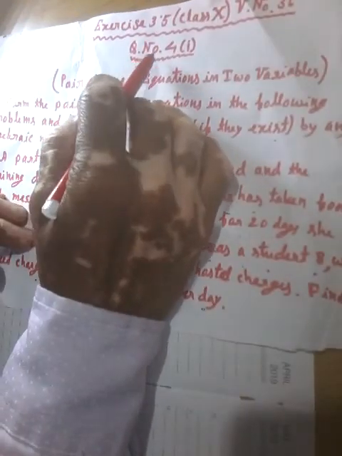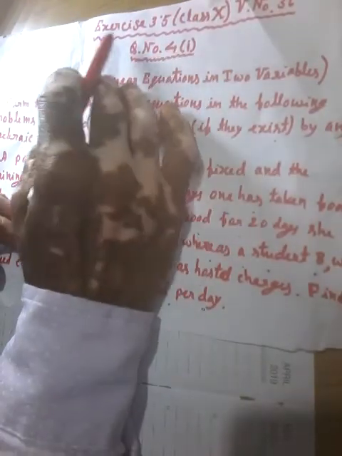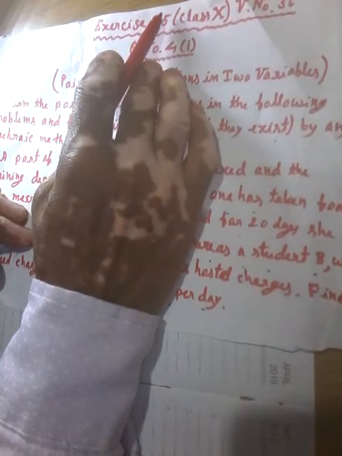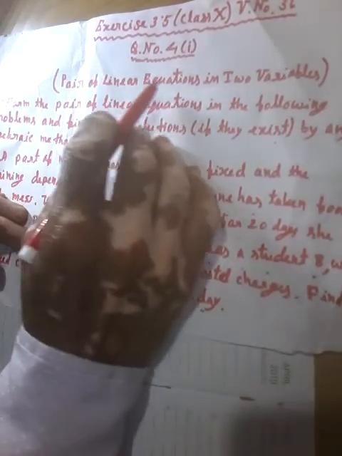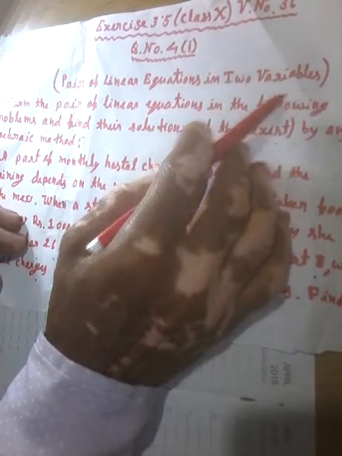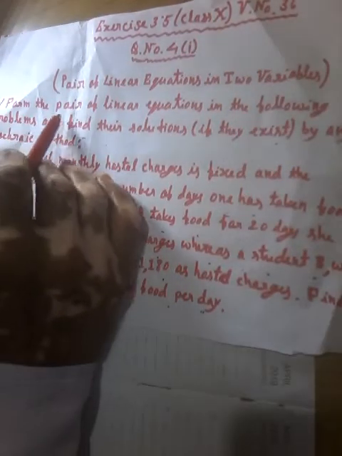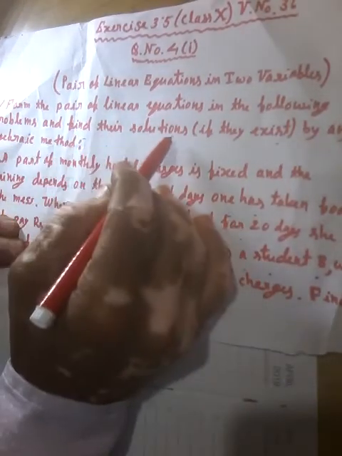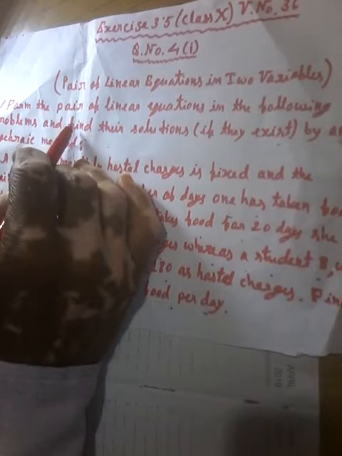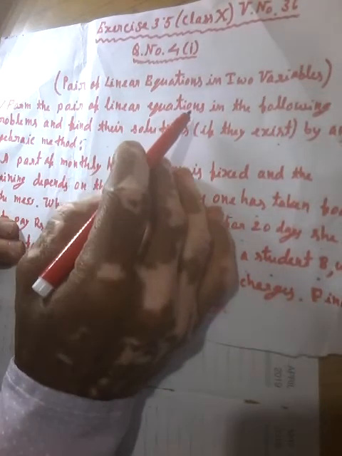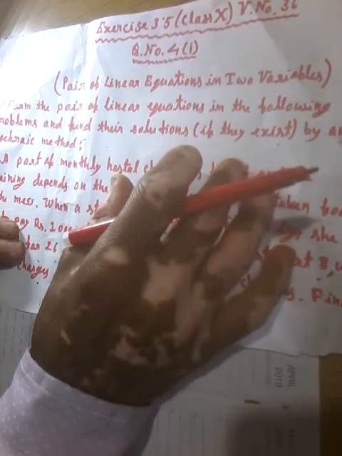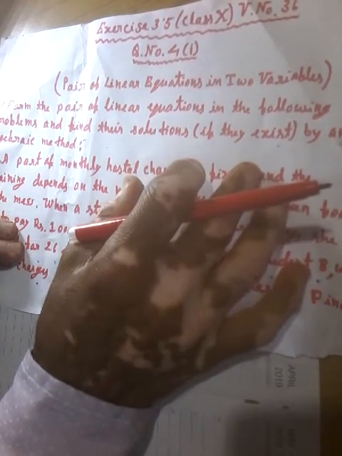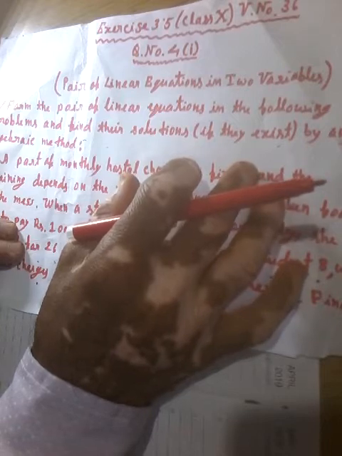So I have just taken question number 4 from exercise 3.5 of your book, class 10, under pair of linear equations in two variables. Here is a condition: form the pair of linear equations in the following problems and find their solutions if they exist by any algebraic method. That means we have to form a pair of linear equations in two variables first and then go for the solution. And in this case, we can use any algebraic method.